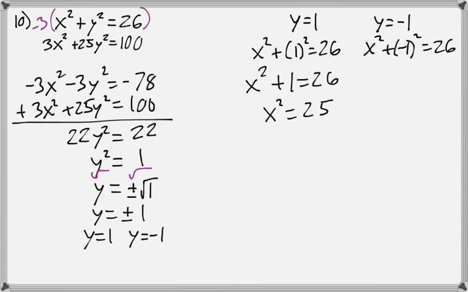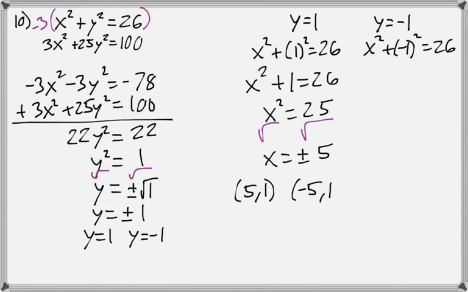And then I want to take the square root. And whenever you take the square root of both sides, you do need to put a plus minus. So x is equal to plus minus 5. So from the branch of y is equal to 1, we actually have two different solutions. We have (5, 1) and (-5, 1).